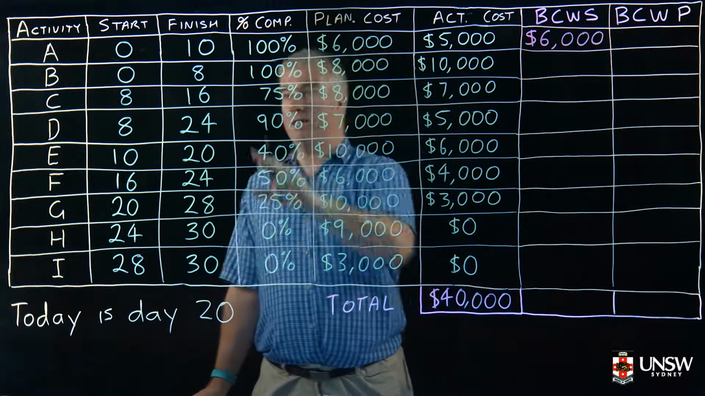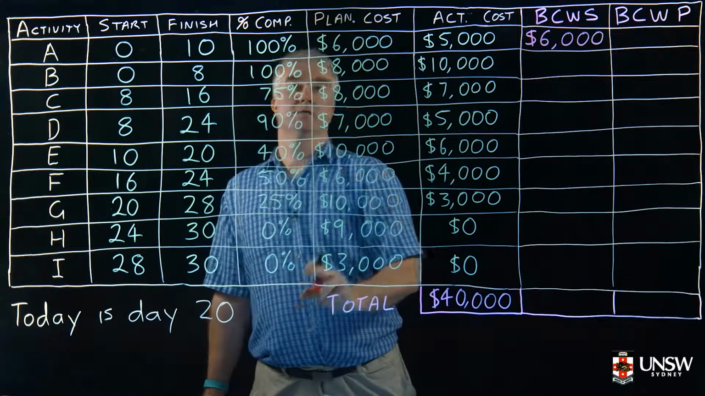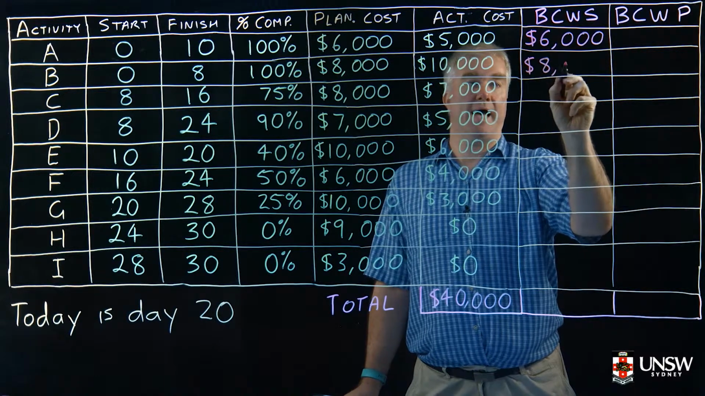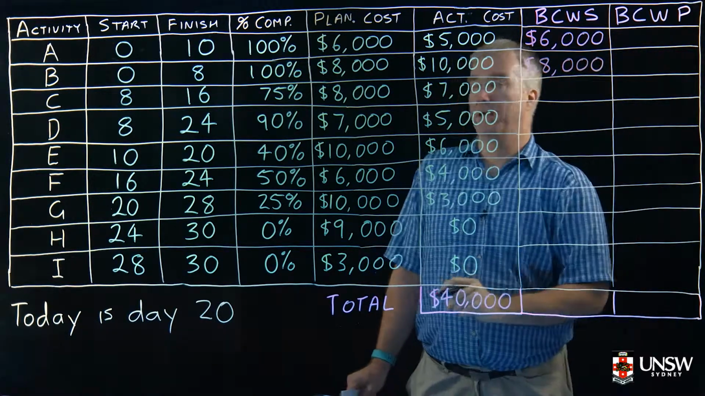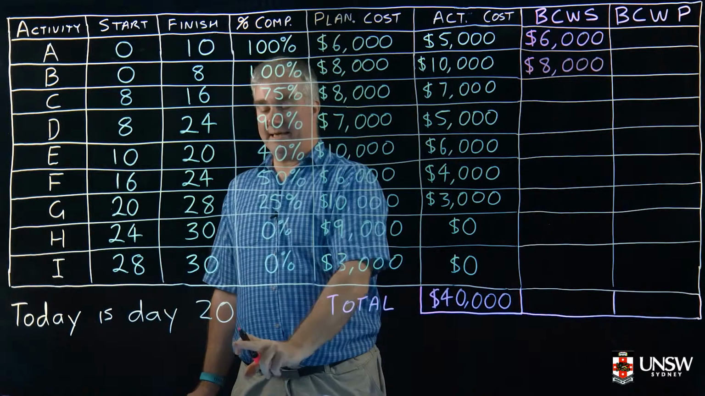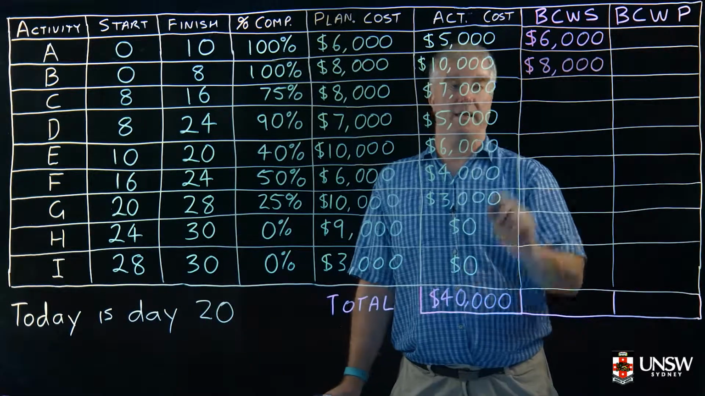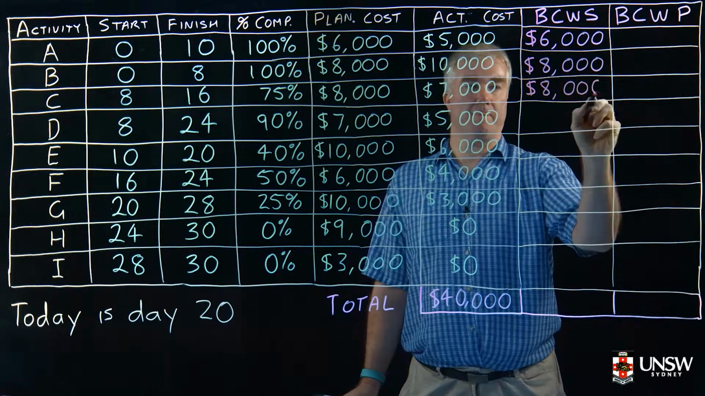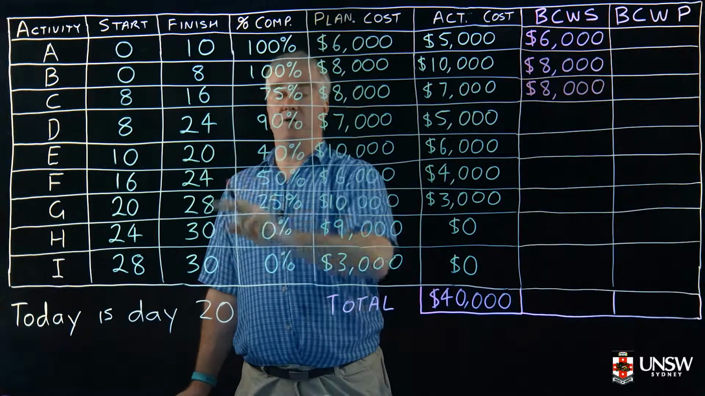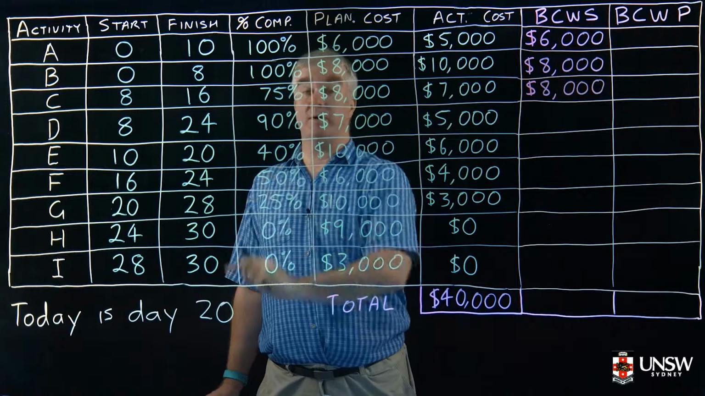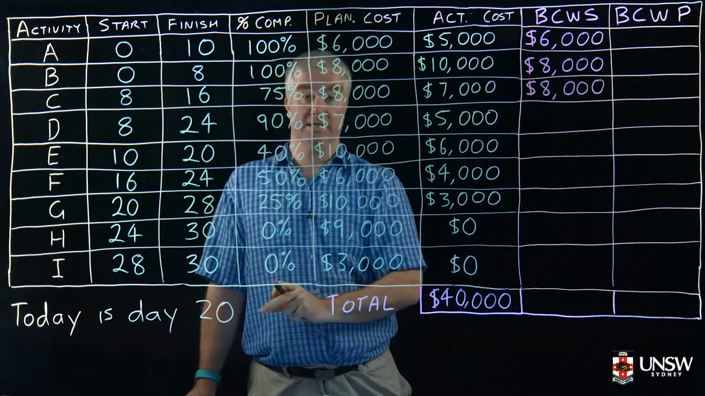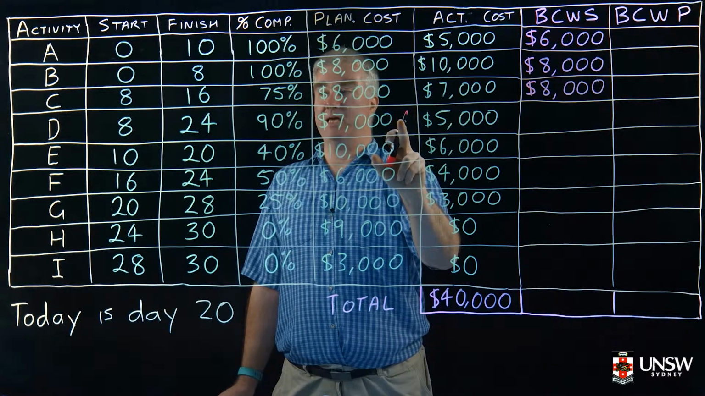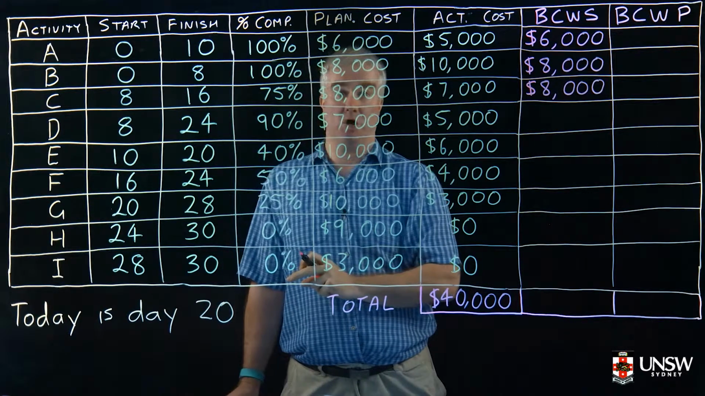Similarly, for activity B, 8 is less than 20, so the whole plan cost becomes our basic cost of work scheduled, $8,000. Activity C, once again, 16 is less than 20, so the whole activity should be finished. So we should have spent $8,000. Activity D, on the other hand, 20 is less than 24, but it's more than 8. So we have to apportion how much of this money we should have spent in this time.